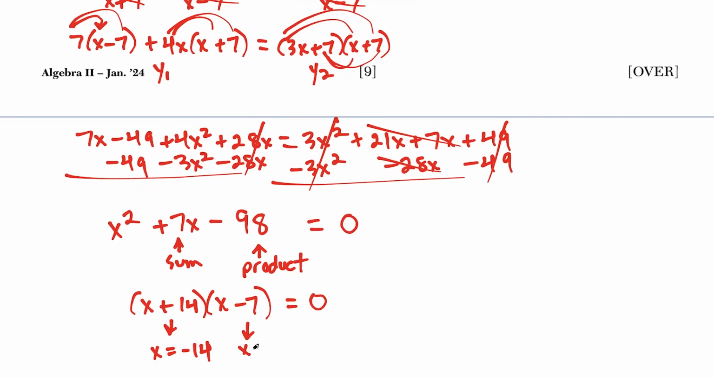But once again, we said before x equals 7 was forbidden. We'd have to reject this. So x equals negative 14 would be the only solution here. This one here would be extraneous. We would have to reject this. So our answer from before is definitely correct.